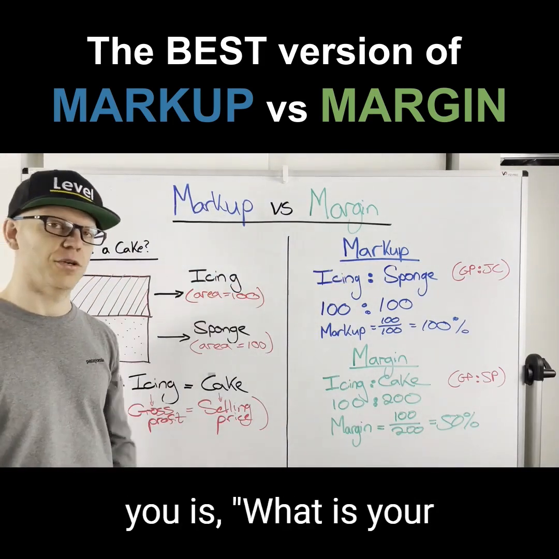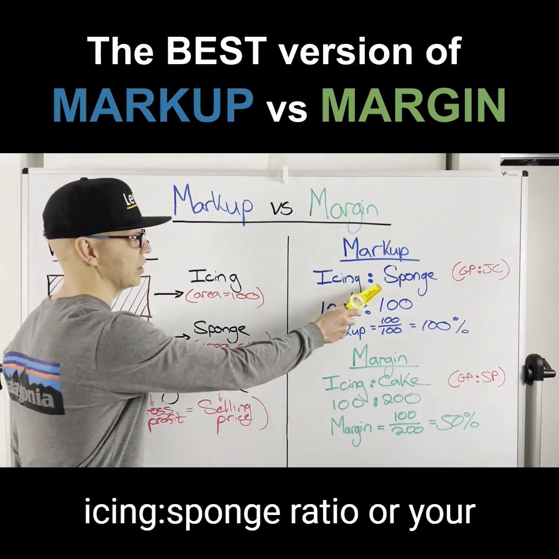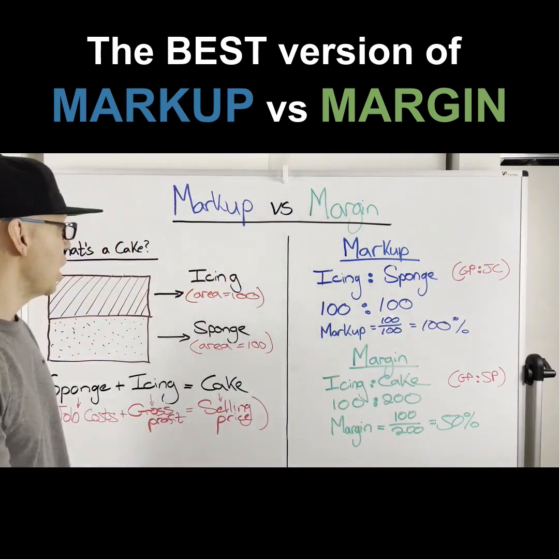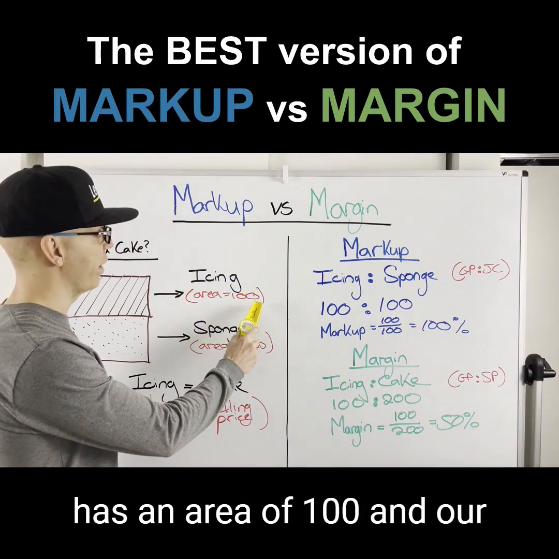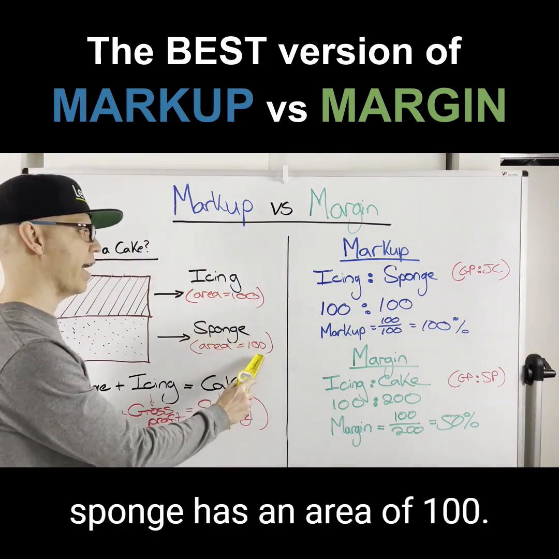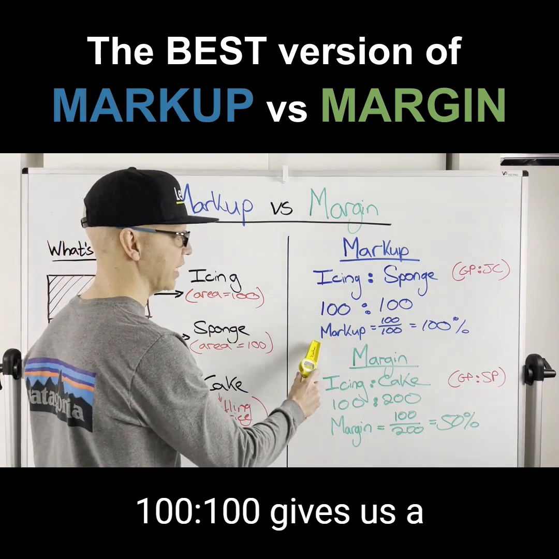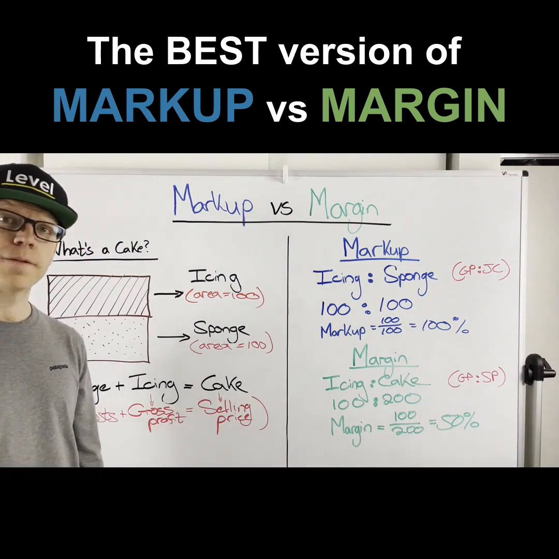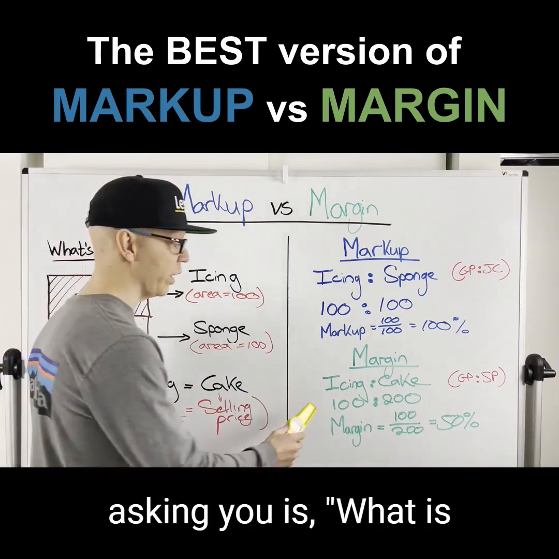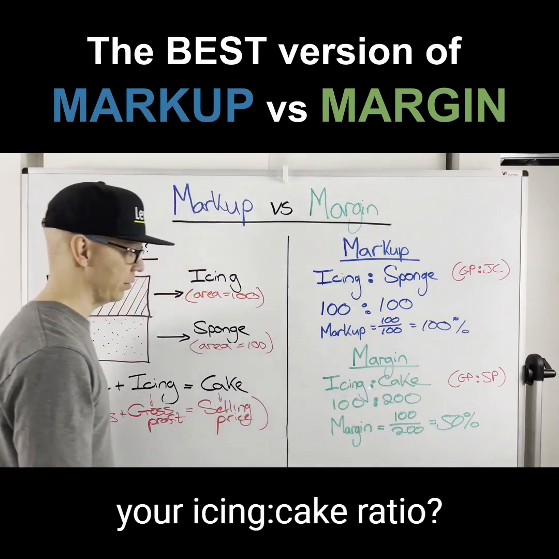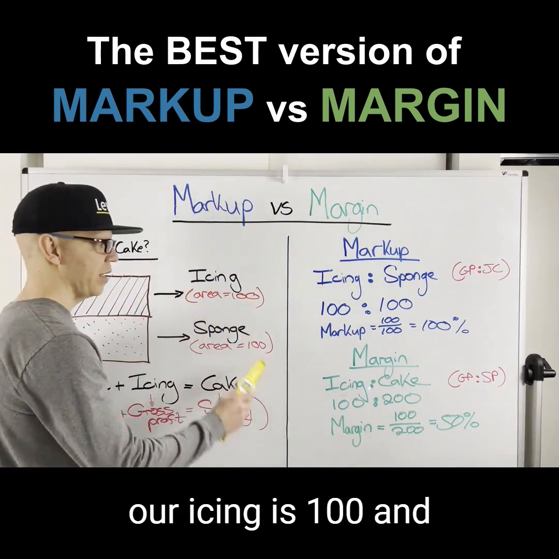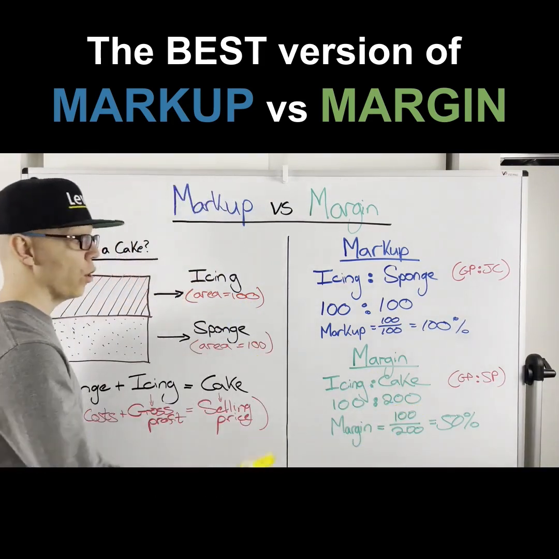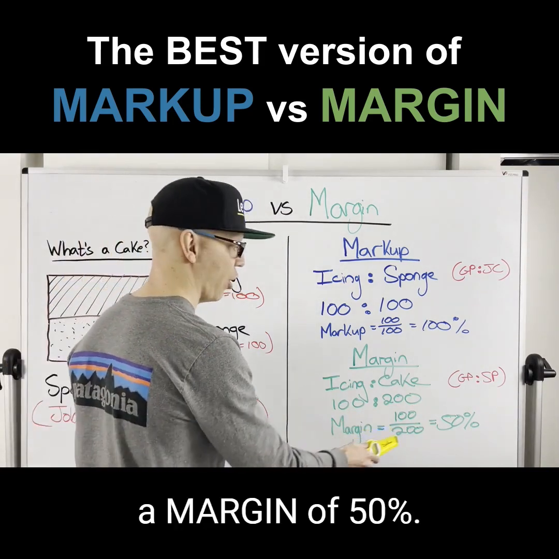What markup is asking you is, what is your icing to sponge ratio, or your gross profit to job cost ratio? Well, we know that our icing has an area of 100 and our sponge has an area of 100. 100 to 100 gives us a markup of 100%. What margin is asking you is, what is your icing to cake ratio? Well, we know that our icing is 100 and our cake is 100 plus 100, which gives us 200. 100 to 200 gives you a margin of 50%.